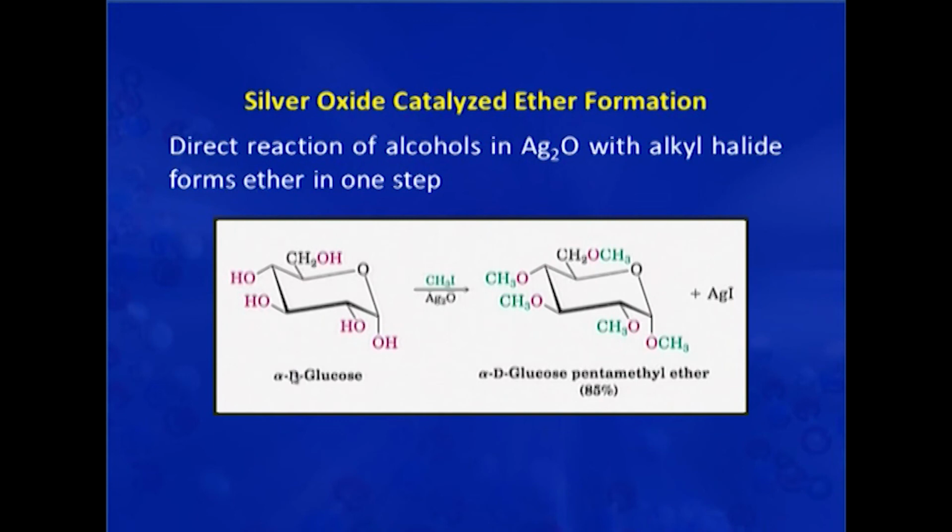This is an example of alpha D glucose, which has 5 hydroxy groups. When it is treated with methyl iodide in presence of silver oxide, it forms alpha D glucose pentamethyl ether. All the 5 hydroxy groups get methylated and the product is formed in good yield, about 85% in this particular case.